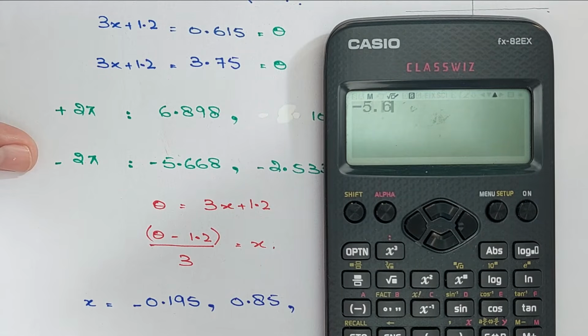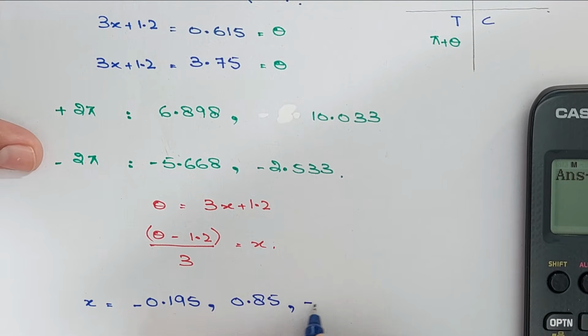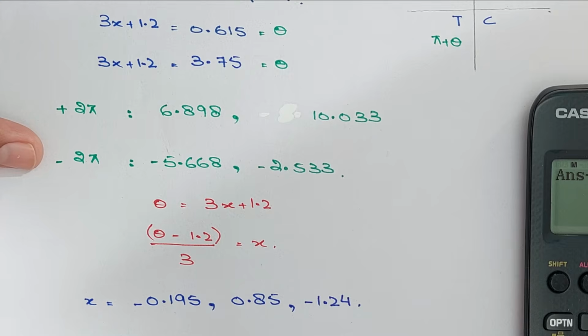Minus 5.668 minus 1.2 divided by 3, minus 2.89. No. Minus 2.533 minus 1.2 divided by 3, minus 1.24. Yes, this belongs to the domain. So these are the three solutions for the given equation.